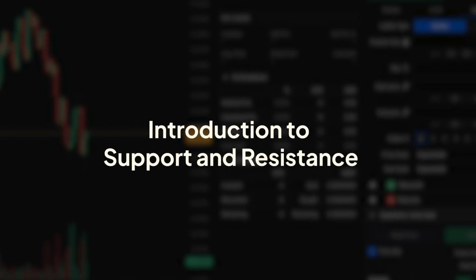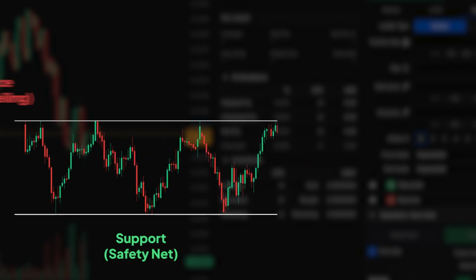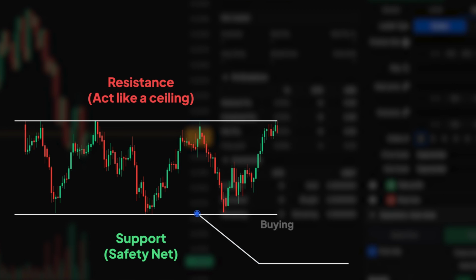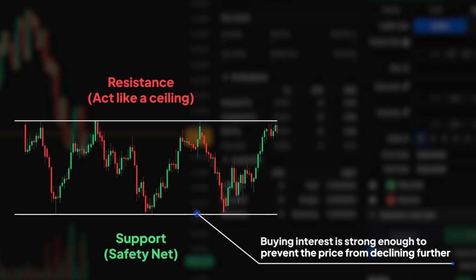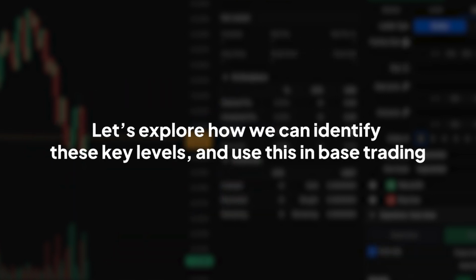Introduction to support and resistance. Support and resistance levels are essential elements of technical analysis. Support represents a price level where buying interest is strong enough to prevent the price from declining further, while resistance represents a price level where selling interest is strong enough to prevent the price from rising further. Let's explore how we can identify these key levels and use this in base trading.